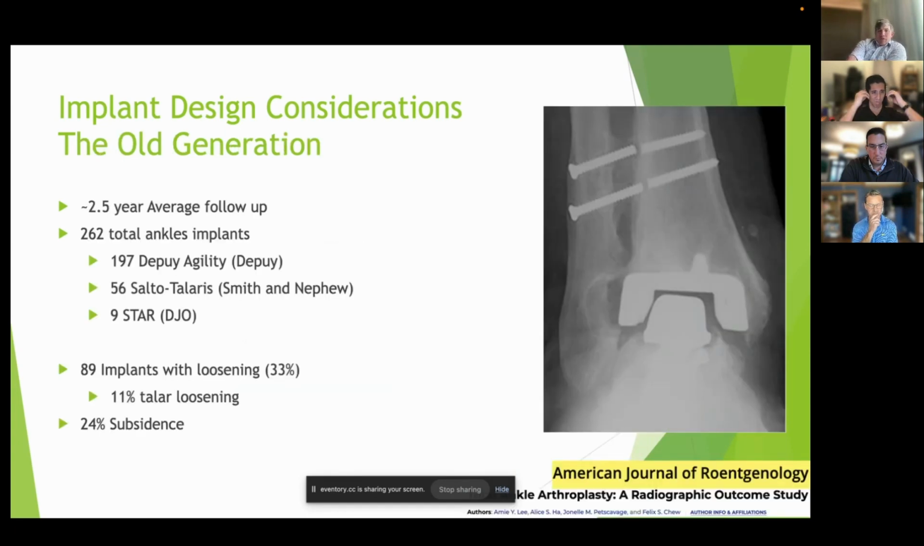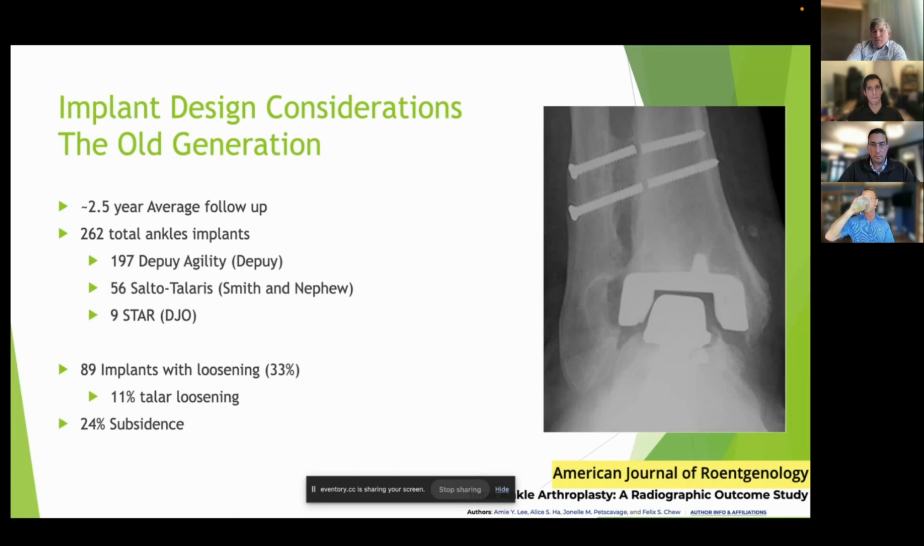The old generation, this was a radiology journal. It showed an average of 2.5 years, a total of 262 implants, mostly Agility, but moving into some of the Saltos and the Stars. We see a 33% rate of loosening, 11% overall on the talar side, and fairly significant, obviously, which would indicate loosening as well, a 24% subsidence rate. And obviously, these numbers are pretty striking and pretty significant.